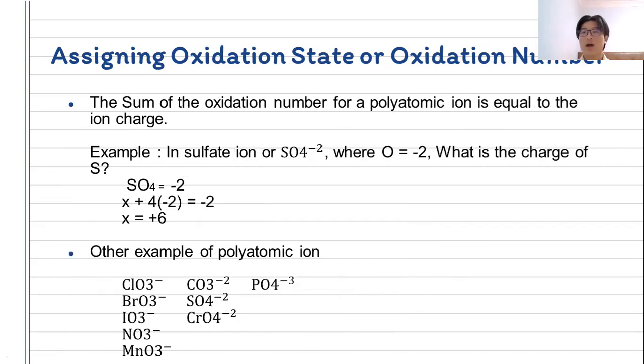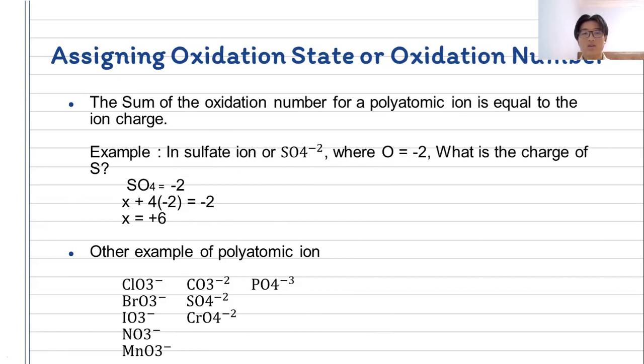But how about the polyatomic ions that have an ion charge, right? The sum of the oxidation numbers for a polyatomic ion is equal to the ion charge. What does this mean? For example, the sulfate ion has an ion charge of -2. So we know that the sum of the oxidation numbers for the sulfate ion is -2. So SO4 equals -2, where oxygen has a charge of -2.